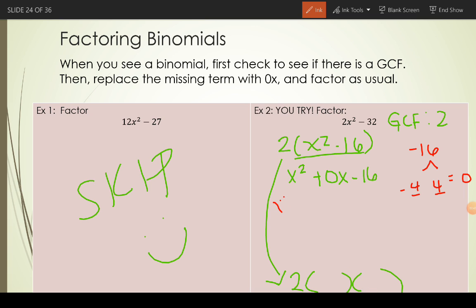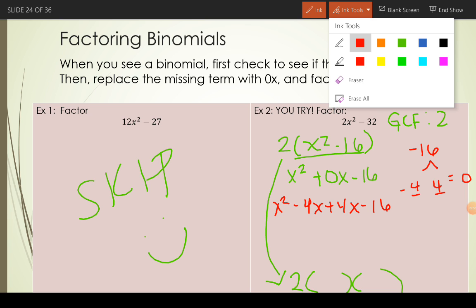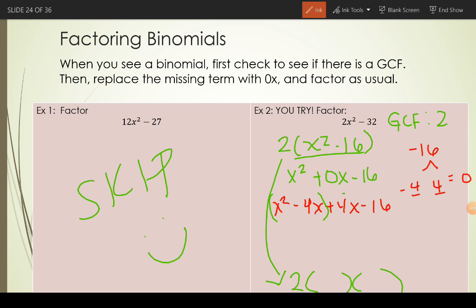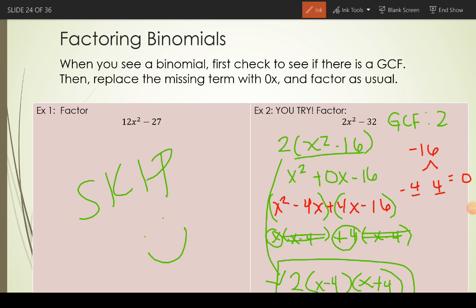Okay, so we'll have x squared minus 4x plus 4x minus 16. And we will factor by grouping. We can take out an x from the first 2, left with x minus 4. And we can take out a positive 4 from the second 2, and we're left with x minus 4. So one of our factors is x minus 4. Cross that out to see what's left, and we'll have x plus 4. So here is our factored form.